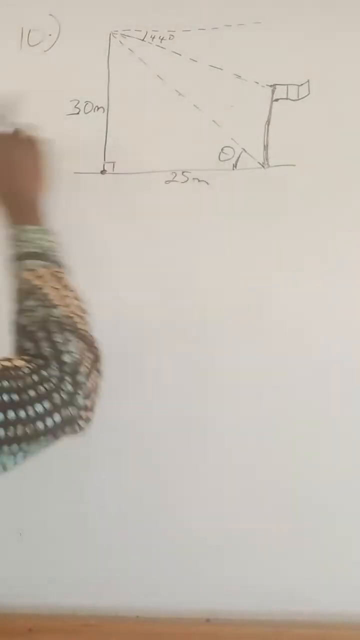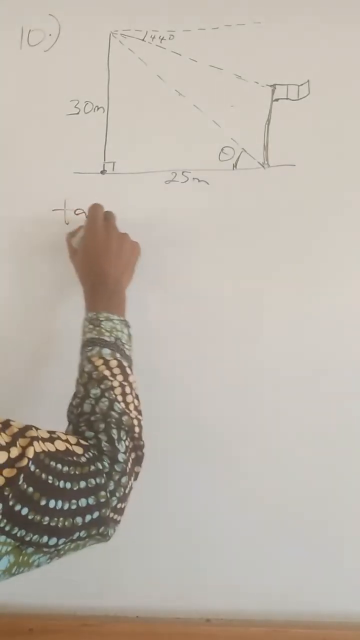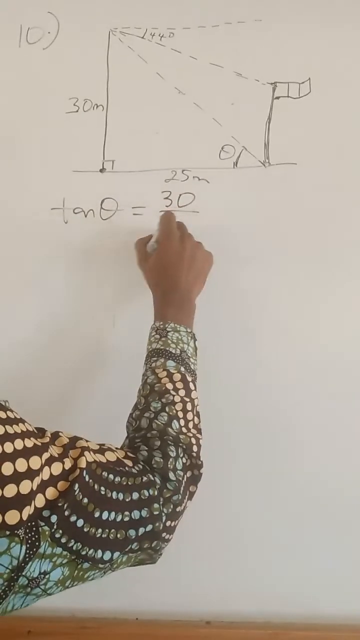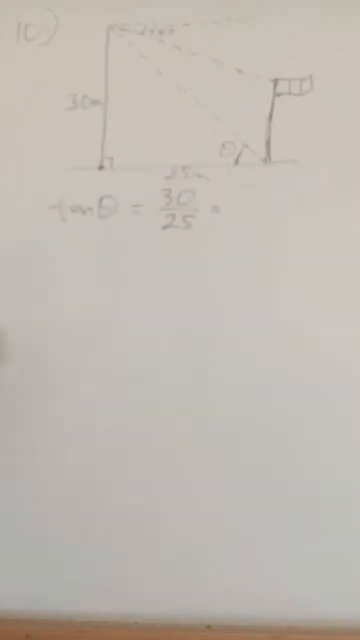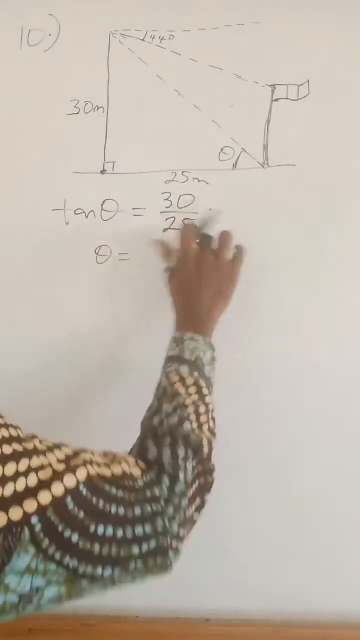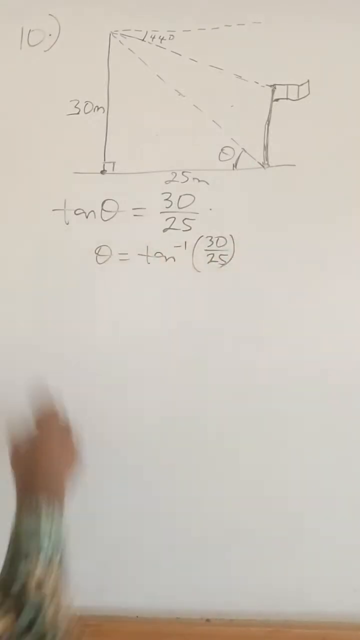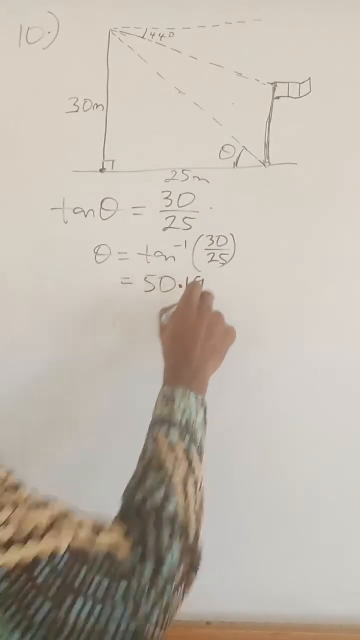And so, going by your trigonometrical ratios, tan is what comes into play because it's opposite over adjacent. That's 30 over 25. So tan theta is 30 over 25. And then your theta will be the tan inverse of 30 over 25, which will give you, to 2 decimal places, 50.19.